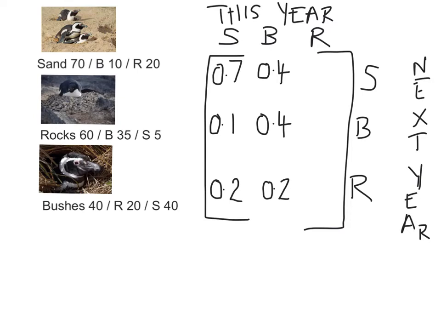And finally, for penguins that are in the rocks at the moment, 60% are going to return to the rocks. So you look at the top of the matrix, R for rocks, and the right-hand side, R for rocks. That means rocks this year, rocks next year, 0.6 or 60%. 35% of the rocks penguins are going to head off to the bushes next year, and 5% will end up in the sand. And be careful, 5% is 0.05. So there we have a transition matrix.